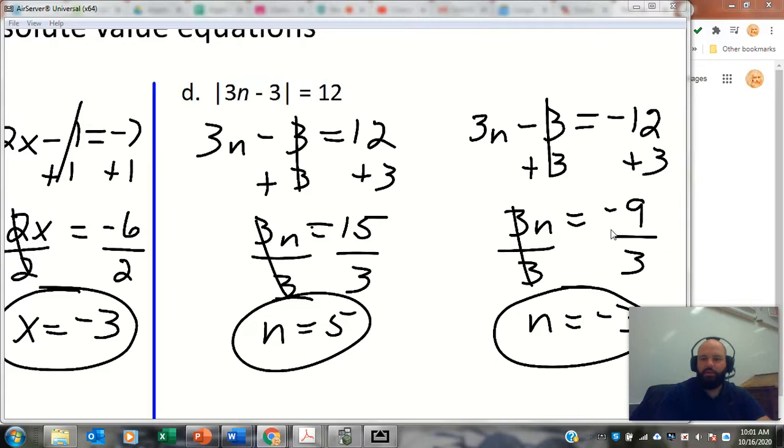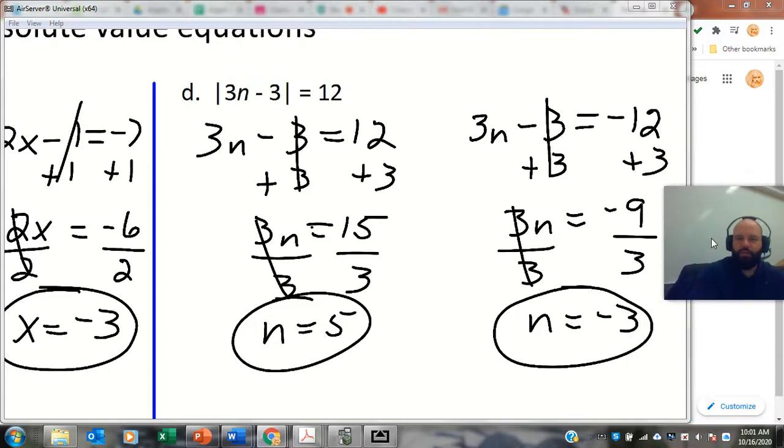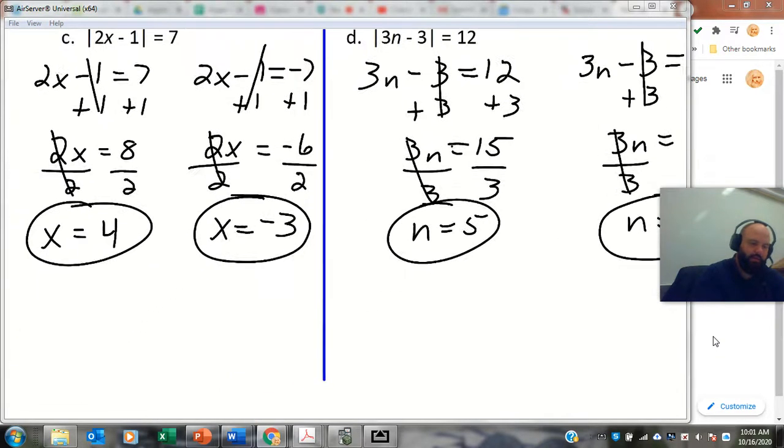So these two were two-step equations because you had to do two things to both sides in order to solve for the variable n. Part C was the same way.